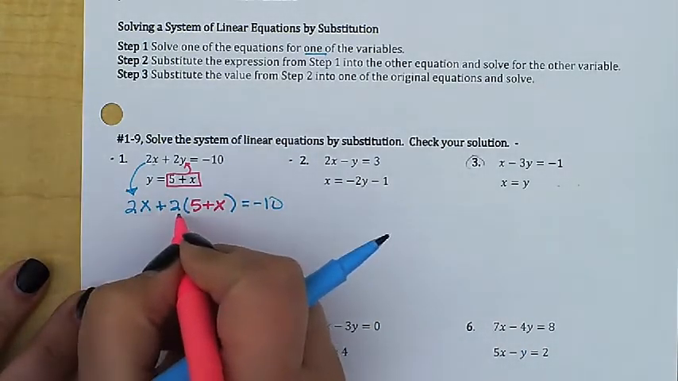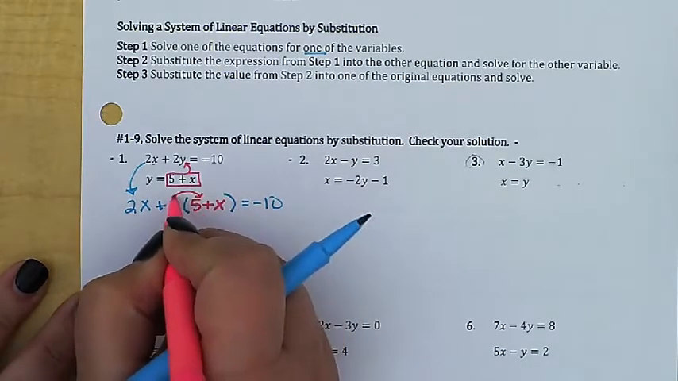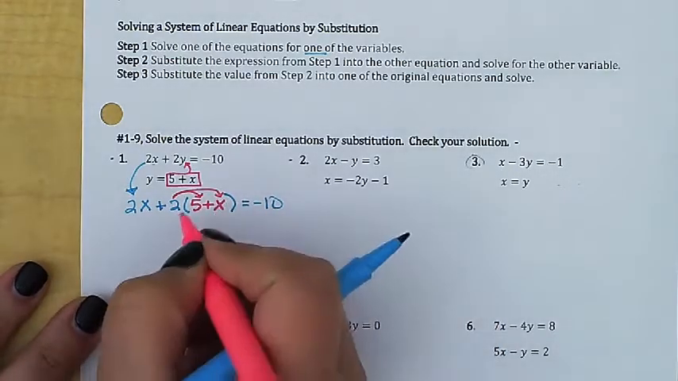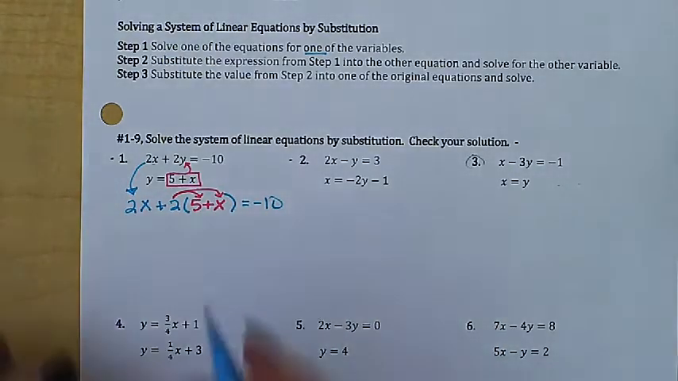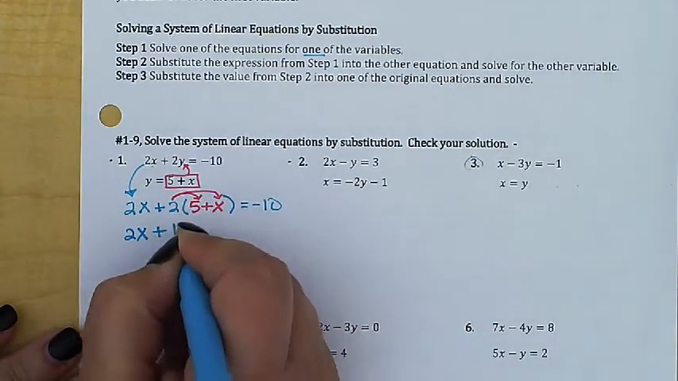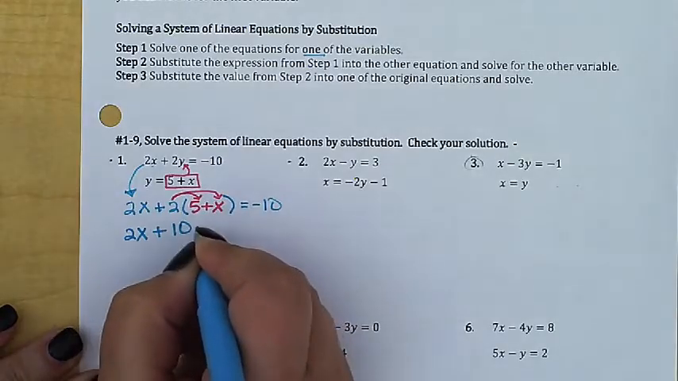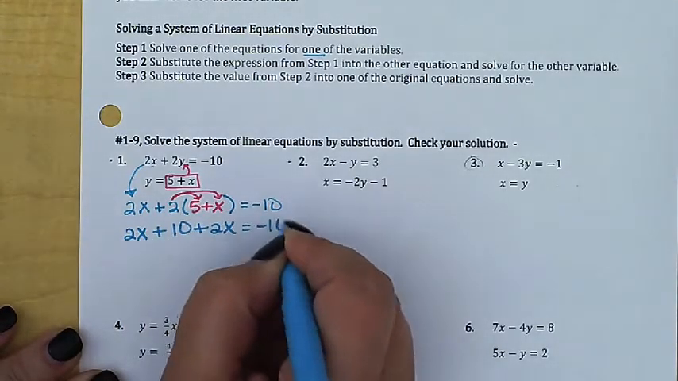So I've got 2x plus 2 times this quantity. This is another reason I wanted y'all to get used to plugging in parentheses. If I'm doing 2 times all of this, you want to make sure you distribute. And so when we do that, we've got 2x plus, now we have a 10 here. 2 times 5 is 10, plus 2 times x is 2x. So we distribute, that gets rid of the parentheses.